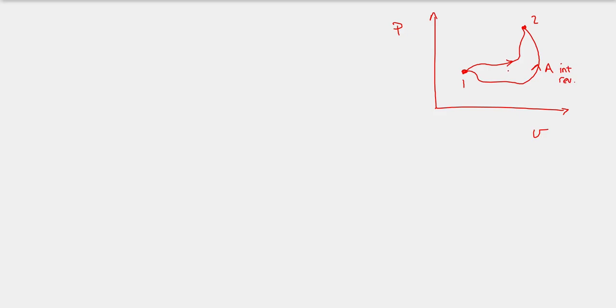Process path B, which we will also consider internally reversible, also goes from 1 to 2. And then we'll consider process path C, which is also internally reversible, but the direction is now from 2 to 1.